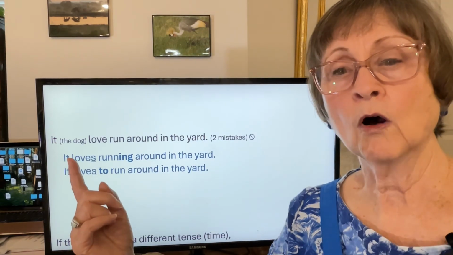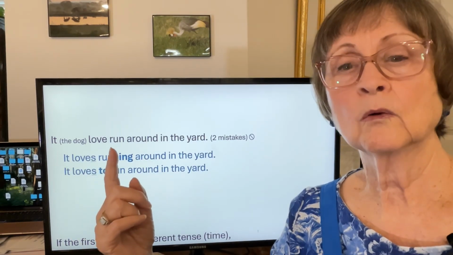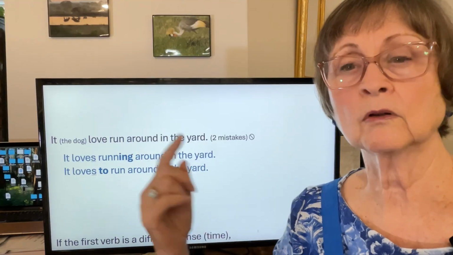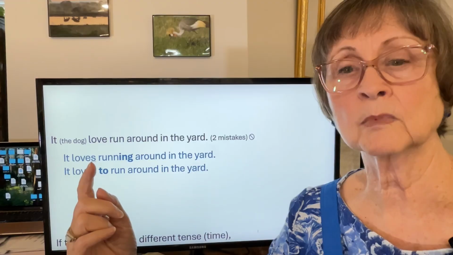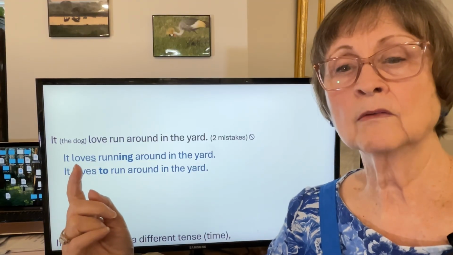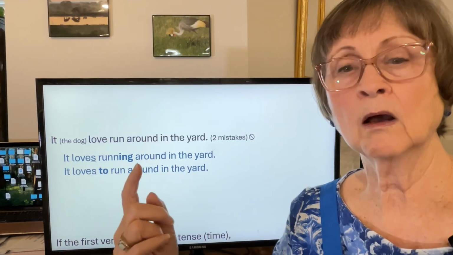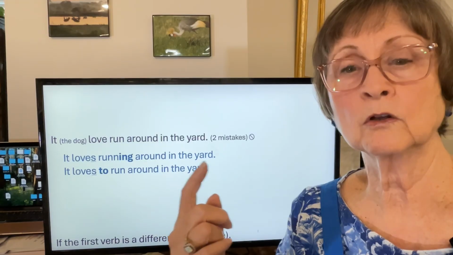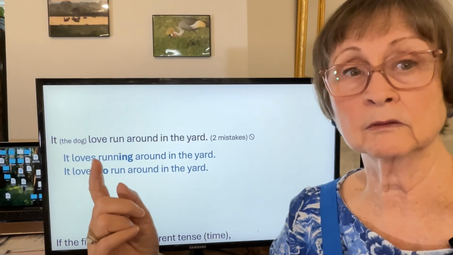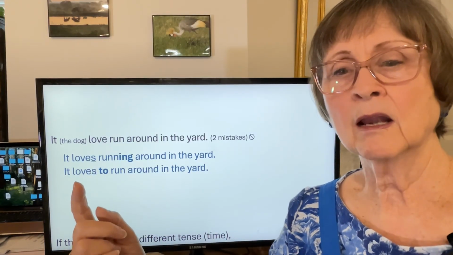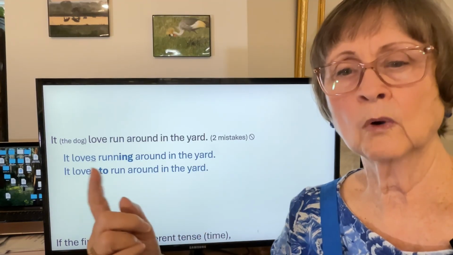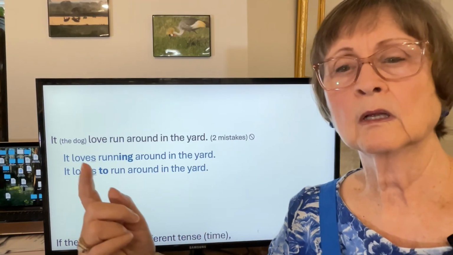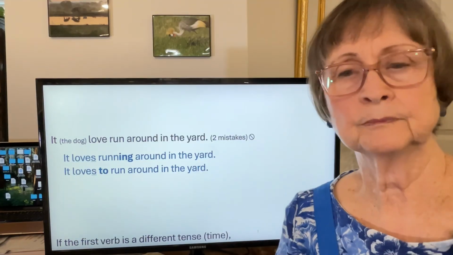It, the dog, love run around in the yard. First, we have to add our S. This vibrates, so it's going to be a Z. It loves running around in the yard. I mean a Z sound, not a Z letter. It loves to run around in the yard. Running or to run come after loves.